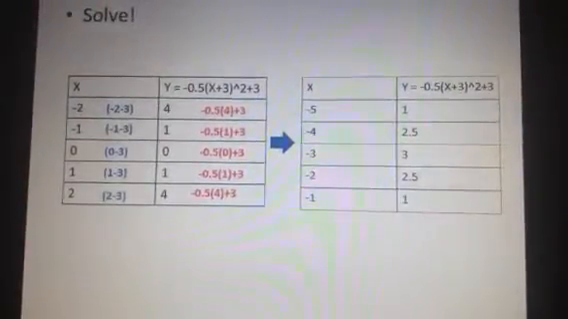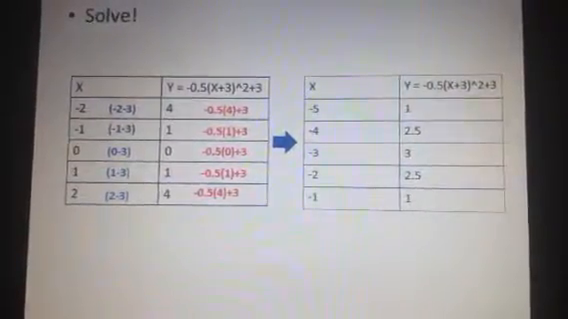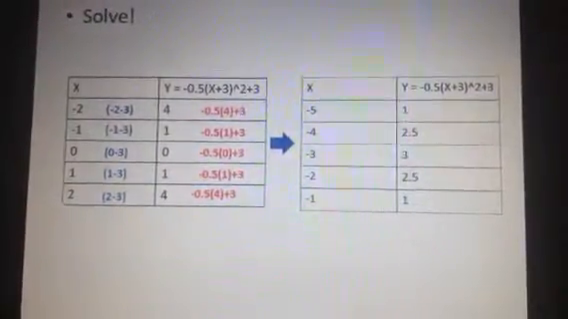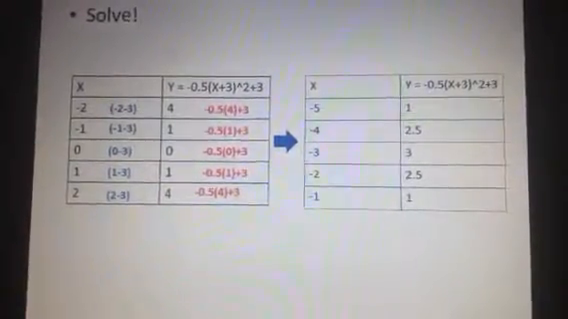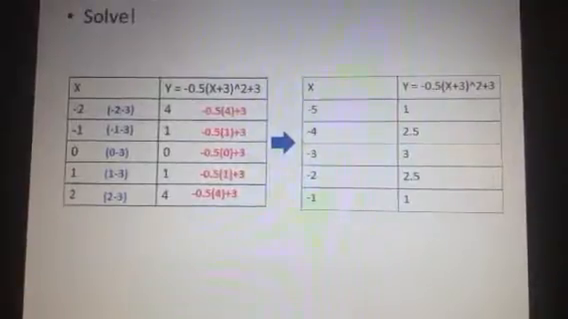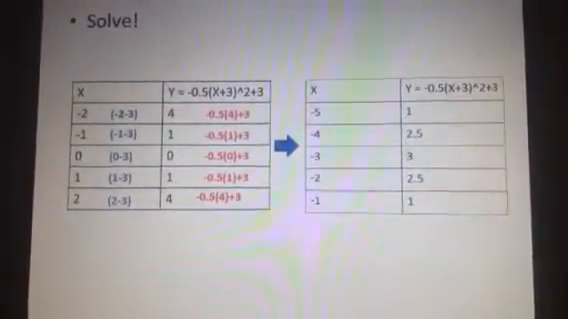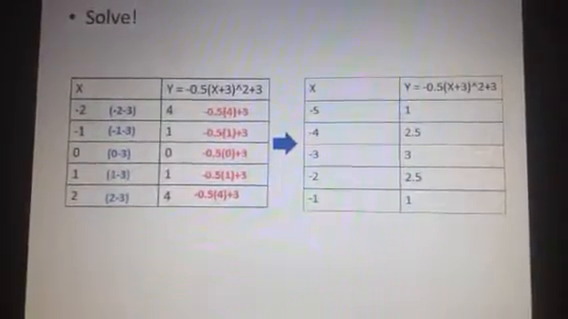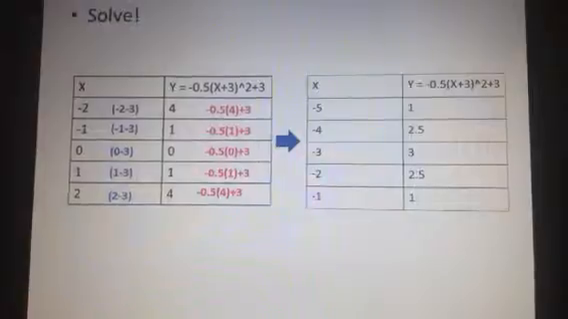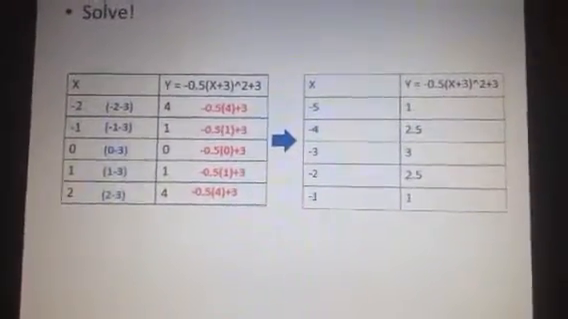A quick way to know if you're on the right track is if the x values have a constant pattern. An example could be 1, 2, 3, 4, 5. Or negative 1, negative 2, negative 3, negative 4, negative 5. So in our case, our values are negative 5, negative 4, negative 3, negative 2, and negative 1, which means that we are right on track. Now we solve our y values.